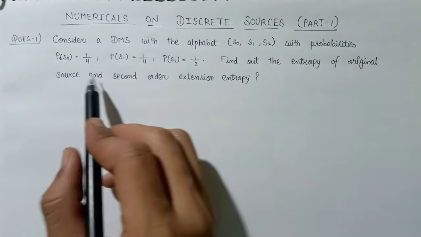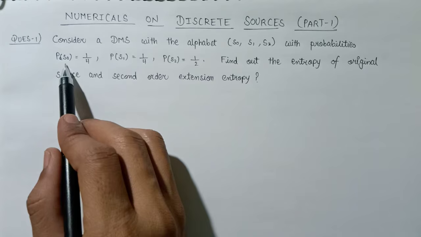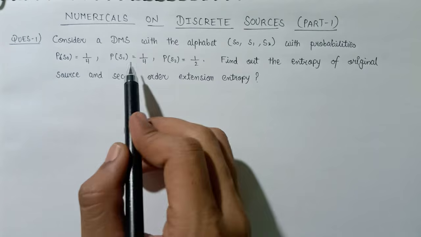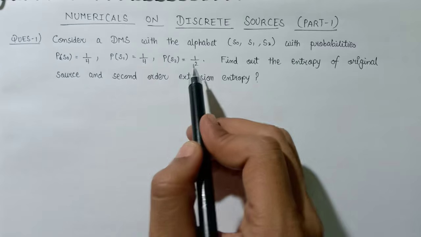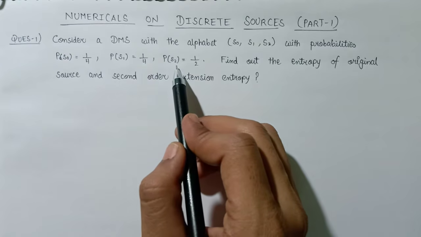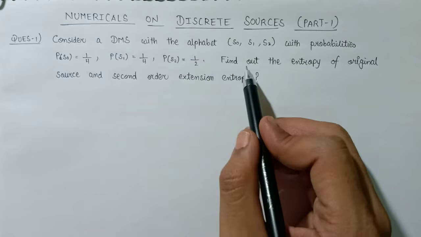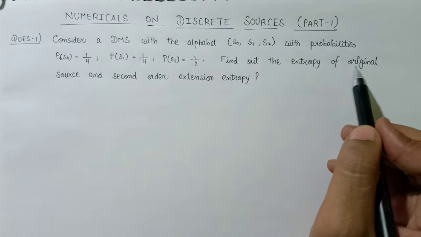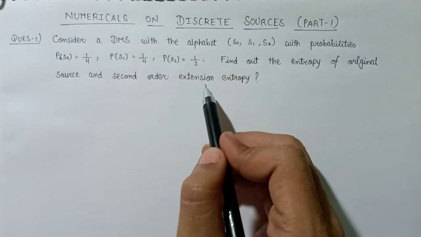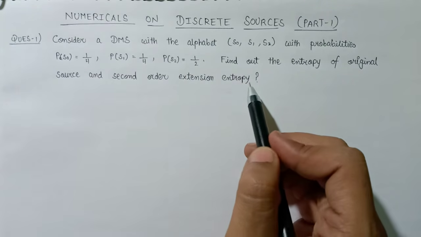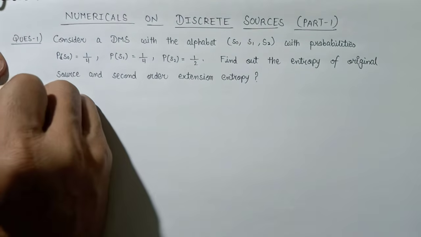with the probabilities, that is, the probability of occurrence of symbol S0 is 1 by 4, the probability of occurrence of symbol S1 is 1 by 4 and the probability of occurrence of symbol S2 is 1 by 2, and we need to find out the probability of the original source as well as the second order extension entropy. So let's solve this question.